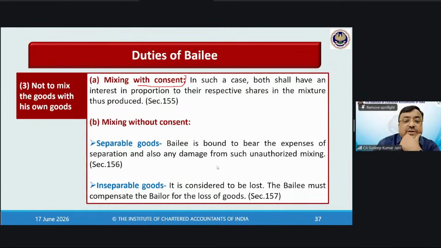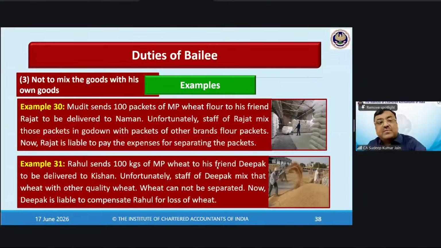But mixing without consent, so one thing you should note that goods may be separable or goods may be inseparable. Separable मतलब जो अलग किया जा सकता हो, inseparable मतलब जो अलग नहीं किया जा सकता हो. So if the goods are separable, bailee is bound to bear the expenses for separation and also pay damages for such unauthorized mixing. But if the goods is inseparable, it is considered to be lost, and bailee must compensate the bailor for loss of goods. Section 157. See the examples of both points.